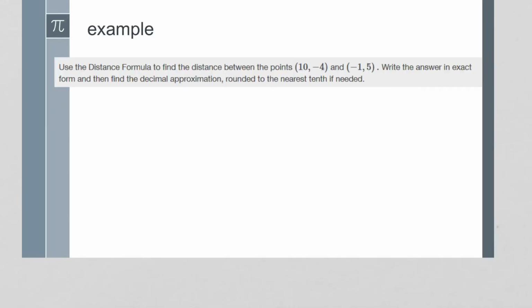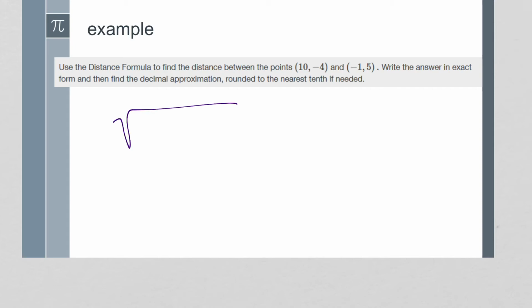Okay, so this problem says use the distance formula to find the distance between these 2 points right here and then write the answer in exact form, then find the decimal approximation rounded to the nearest tenth. That's 1 decimal place. All right, now, so let's use the distance formula.